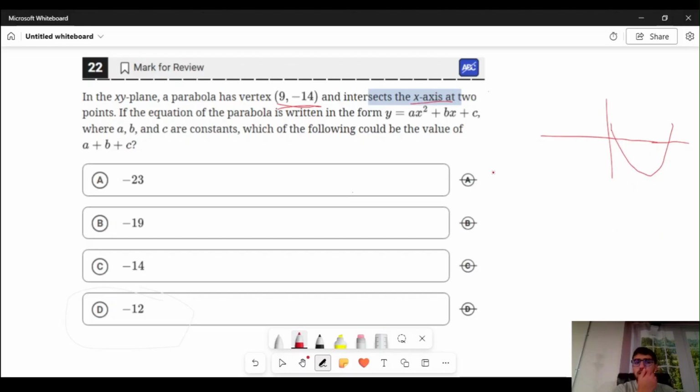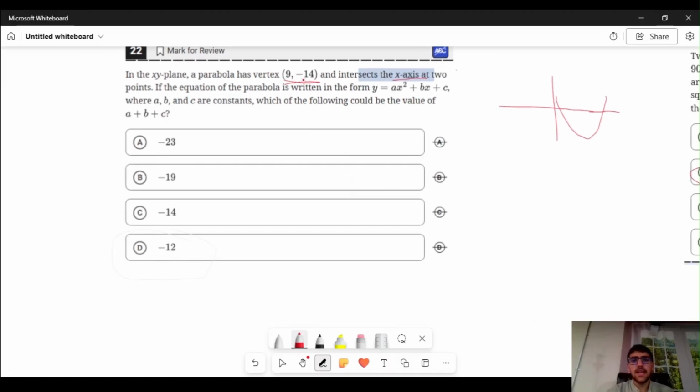Anyways, if the equation of the parabola is written in the form y equals ax squared plus bx plus c, where a, b, and c are constants, which of the following could be the value of a plus b plus c? So this one might be very confusing because we have to find the values of a, b, and c from only a vertex. So we have 1 point, and that's all we have basically. So how would we solve this?